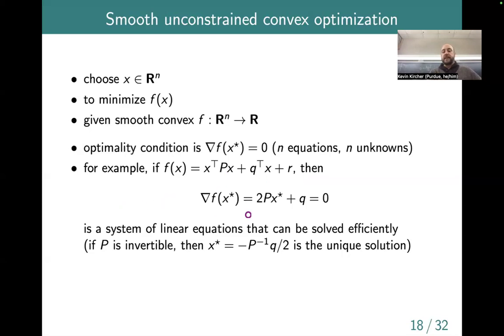Okay, so this is now a system of linear equations. In general, for a non-quadratic f, we would have nonlinear equations that show up here, and those can be challenging to solve. But down here, we have linear equations, which, provided the matrix P is invertible, we can solve exactly. So move the q over to the right-hand side, divide by 2, and then you'd have Px equal to negative q over 2. So if we can invert P, then we can solve that exactly. And this is the solution.